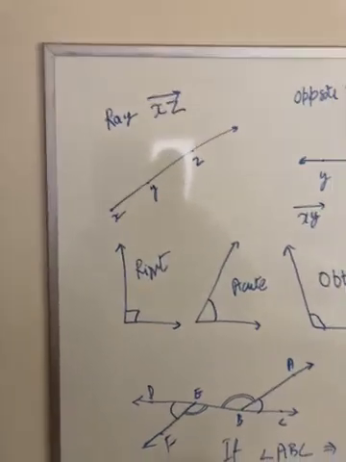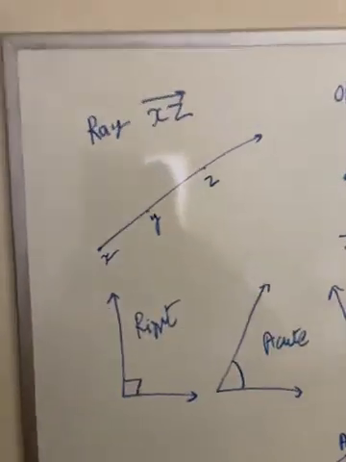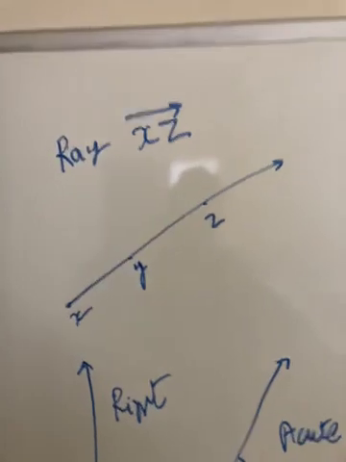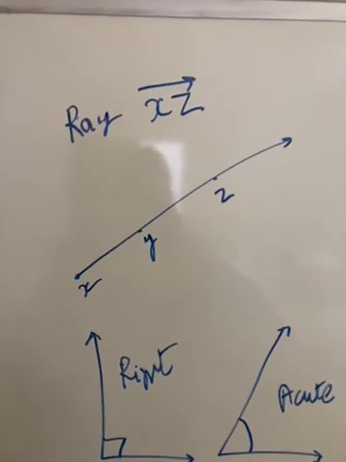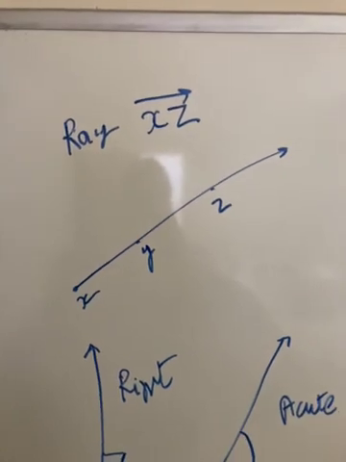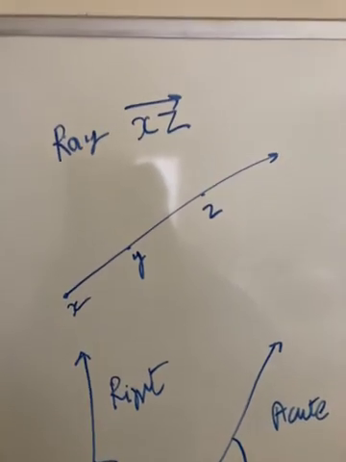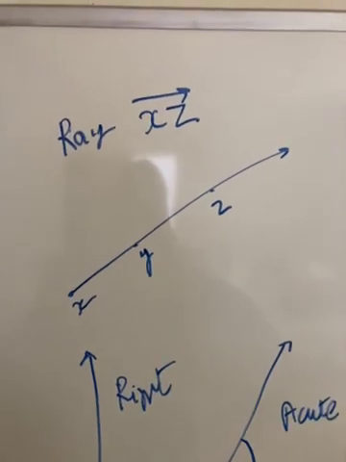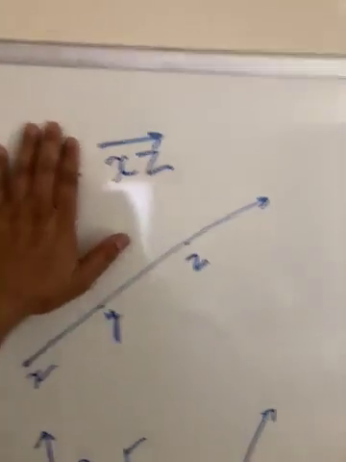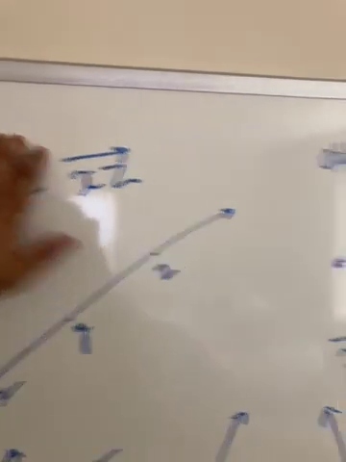Okay, so this chapter talks about the measurement of angles. The first concept is the ray. A ray is a line where you have a starting point, let's say X, and then it goes through Z. So you can write ray XZ, or you write XZ without the word ray.